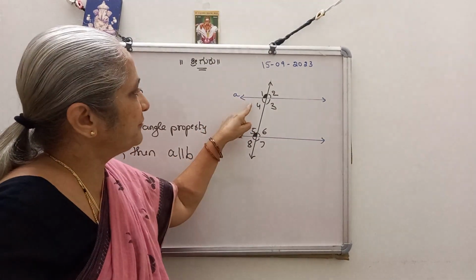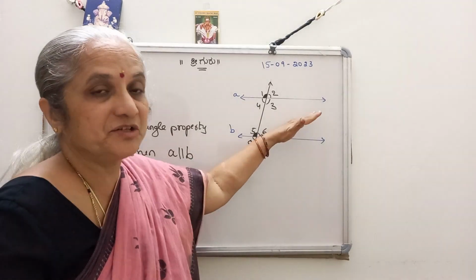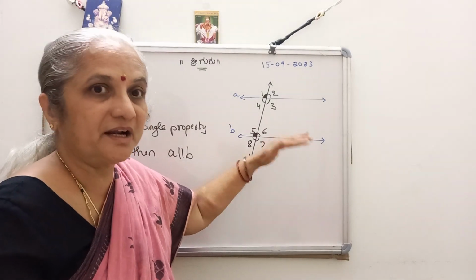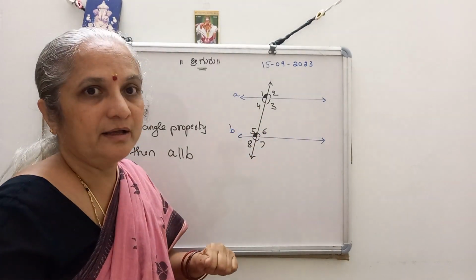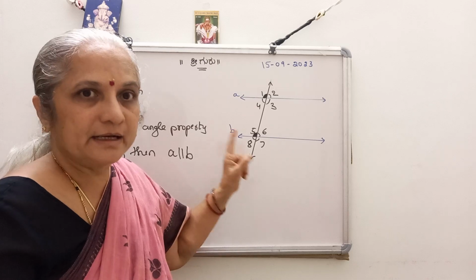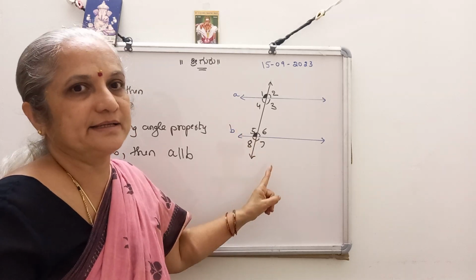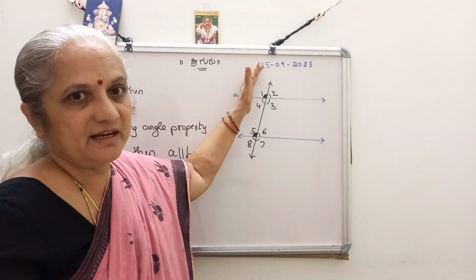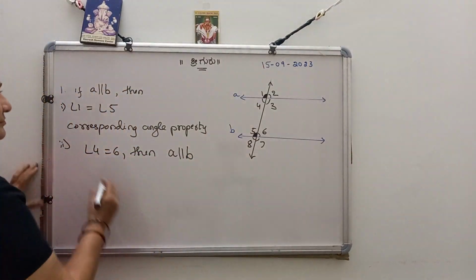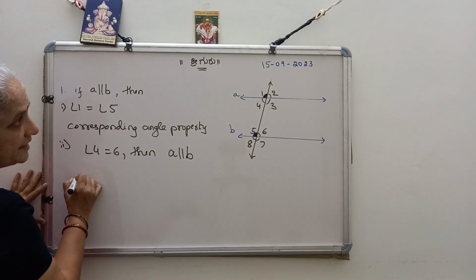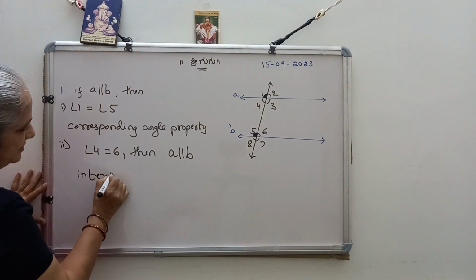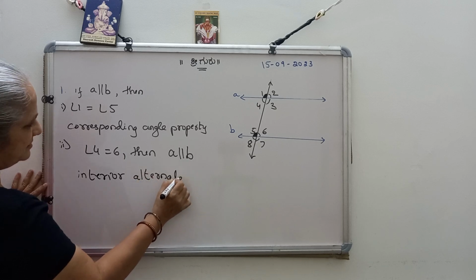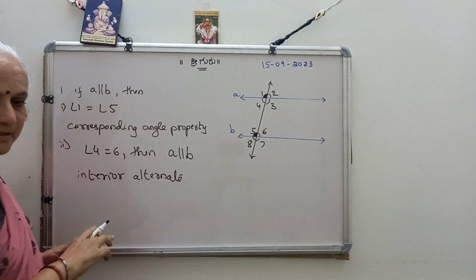But if angle 4 is equal to angle 6 in this situation, then A is parallel to B. The condition is that the angles are equal. If in the situation these alternate angles are equal, then A is parallel to B, and this line is the transversal. Interior alternate angles. Angle 4 is equal to angle 6.